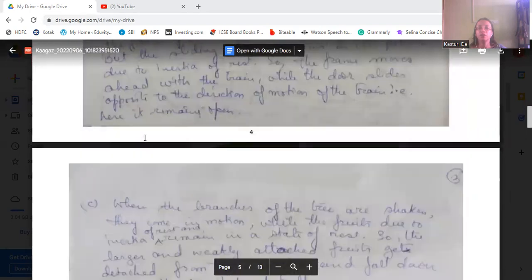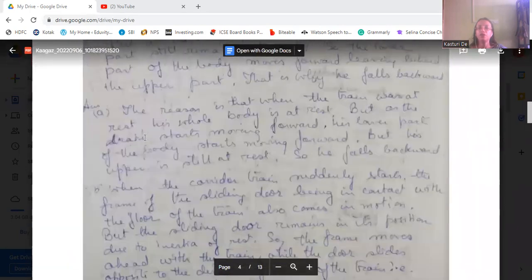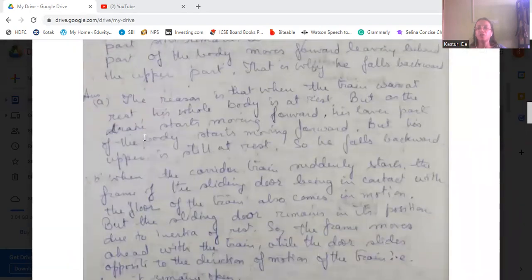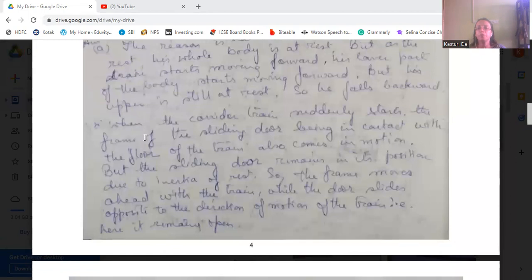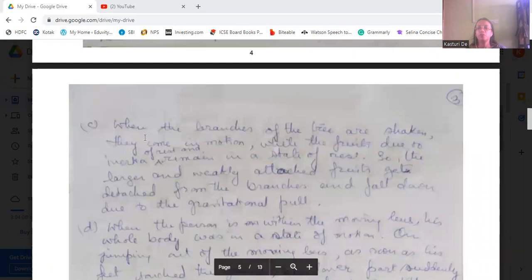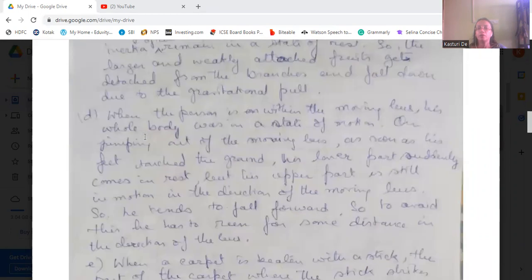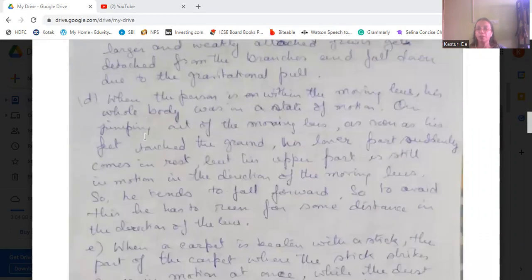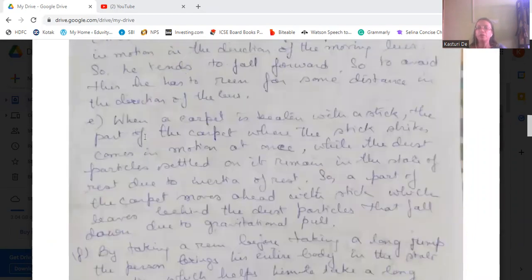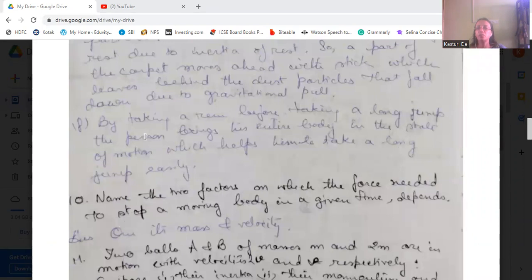These are the explanations. This one is A, this one is B. This one is C. This one is D. Carpet. This one is the long jump case.